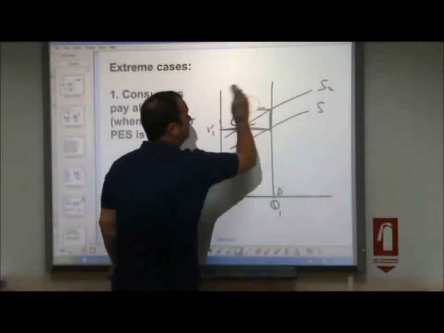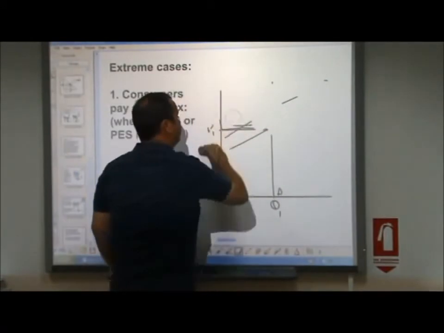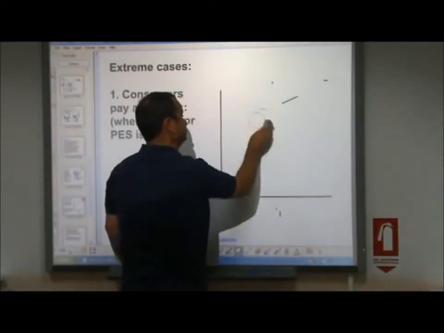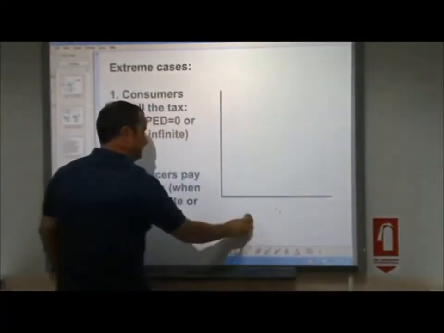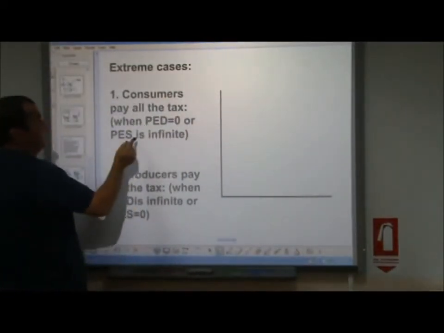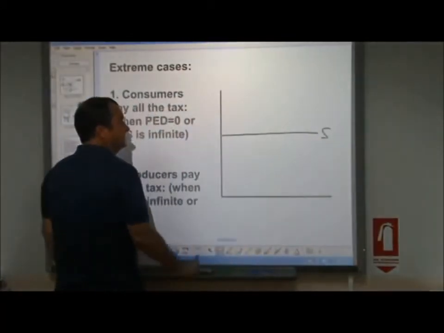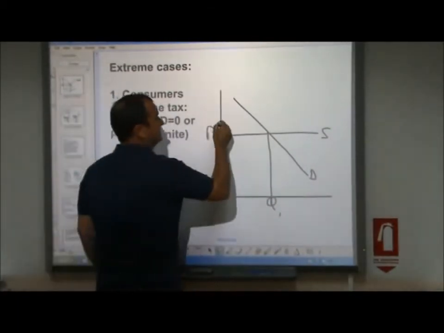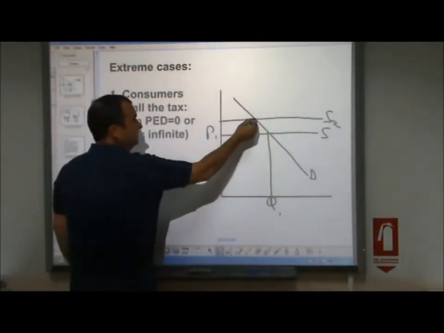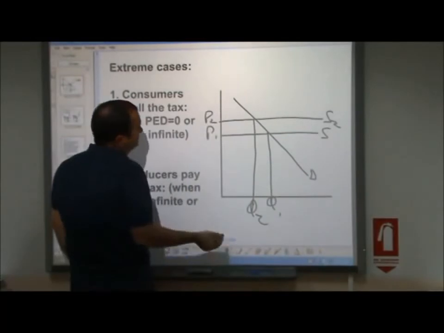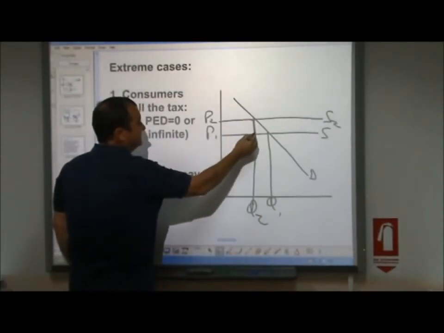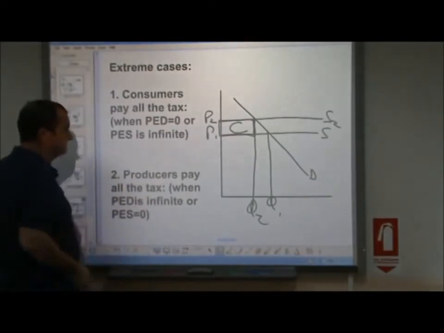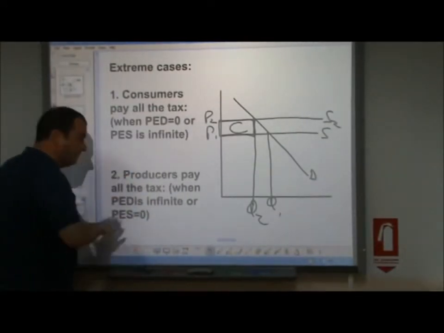Okay? Or the other way that the consumers may end up paying all of this tax is if PES is infinite. So if the S curve is like this, and the demand curve is here, and there's the equilibrium quantity and price, now if there's a tax, the S curve shifts to S2, there's the new equilibrium point, Q2, that's P2. We look at the vertical distance between the supply curves, times the new quantity, that's the tax revenue for the government, and it's all paid by the consumers because the whole thing is a price rise. Okay, so these are the two examples where the consumers pay everything.